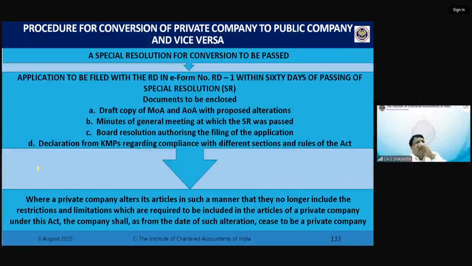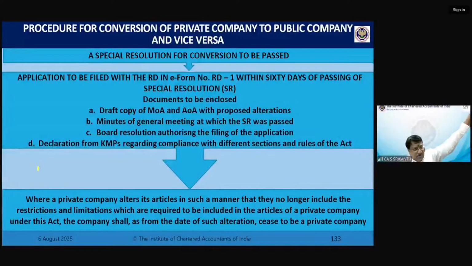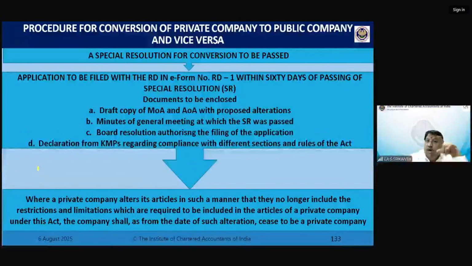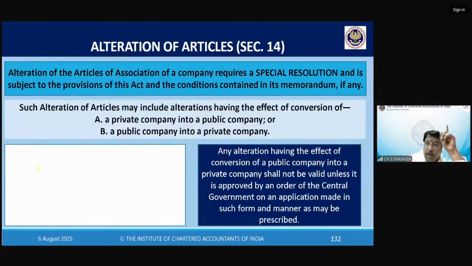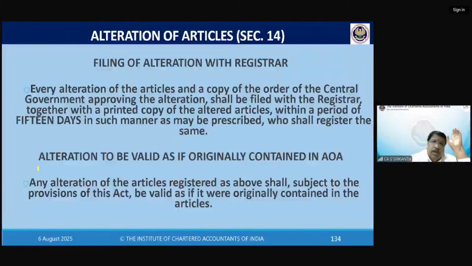Once the private company amends its articles to remove those three clauses I showed you now, automatically it will cease to be a private company, and all the provisions applicable to a public company will apply to it. But if you want to convert from public to private, you have to get approval of the central government on an application made.